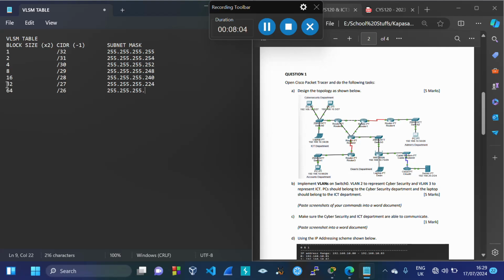Then the mask, let's consider what's on top. So we have 224 minus 32, which is 192. Then we have 2 times 64, which is 128. Then 26 minus 1, which is 25. Then let's consider the top block size. So we have 192 minus 64, which is 128.